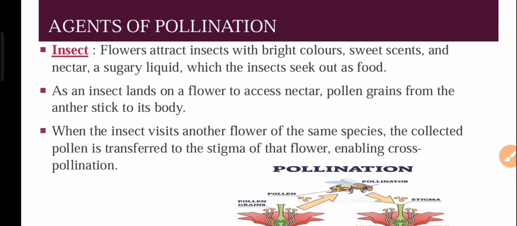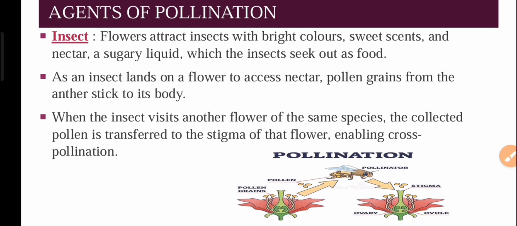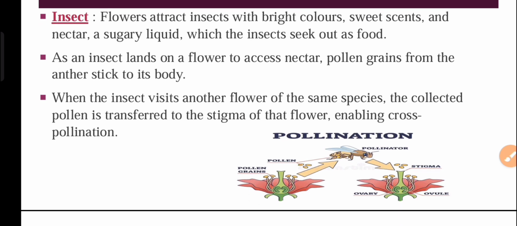Coming to agents of pollination. Agent means someone in between to carry. Here some agents are present to carry the pollen from one plant to another plant. Like the first agent is insects. See, a flower attracts insects with bright color, right? We already studied that the corolla is the most attractive part in a flower, because it bears colorful petals.